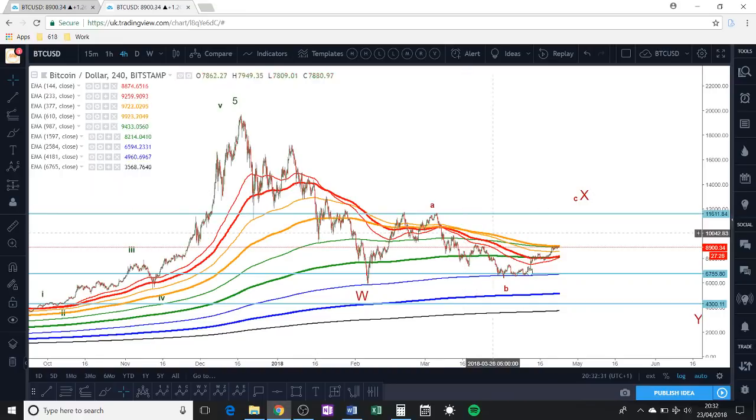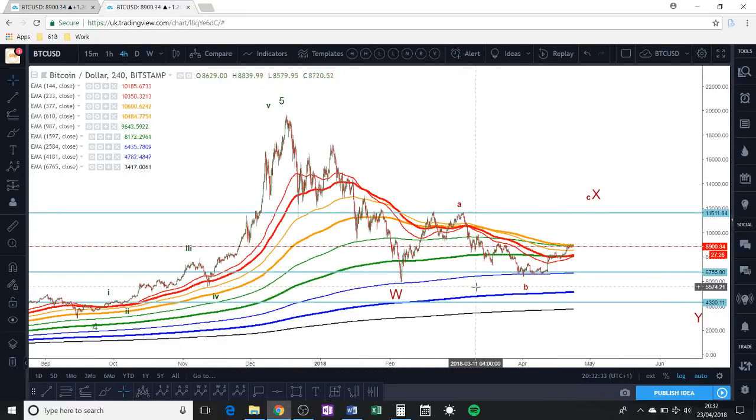Okay, now what you can see is the thin orange line here is the 610, and then 2 fibs below that is the thin green line, the 1597, which then got hit. And then we got the thin blue line. So we're essentially skipping 2 fibs each time. And what's the next one? It's the thin black line.